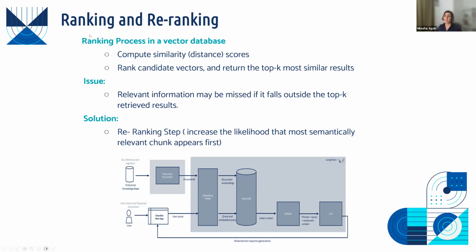But there are some optional stages that come into play, and one of them is re-ranking. The vector database usually does the ranking job. It computes similarity or distance scores, ranks candidate vectors, and returns the top k most similar results. The issue is that relevant information may be missed if it falls outside the top k retrieved results. The initial ranking, which is based on similarity score, may not fully capture contextual relevance or semantic nuances. For example, sometimes the 30th chunk may be better than the second chunk.